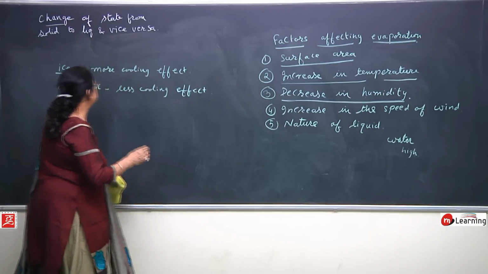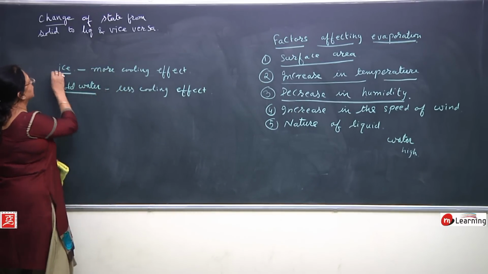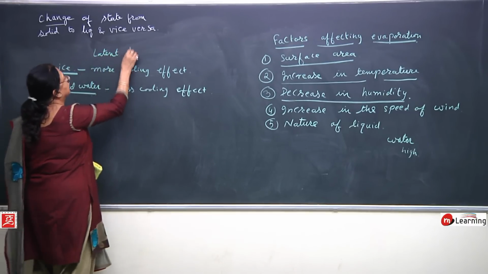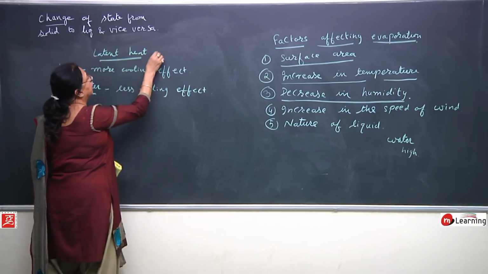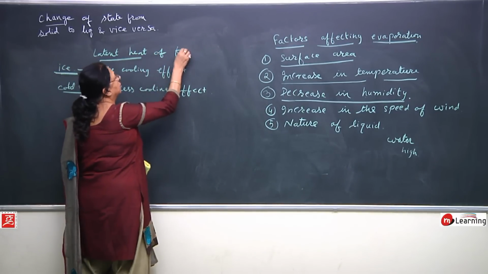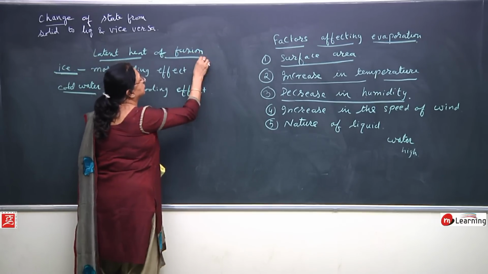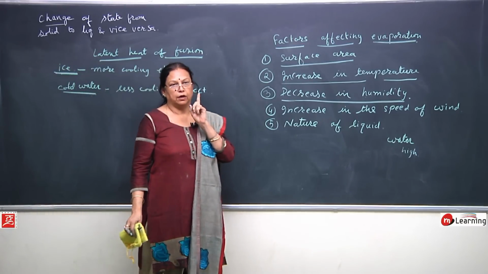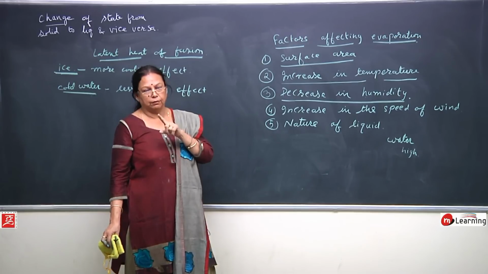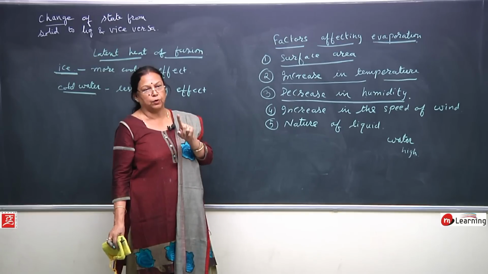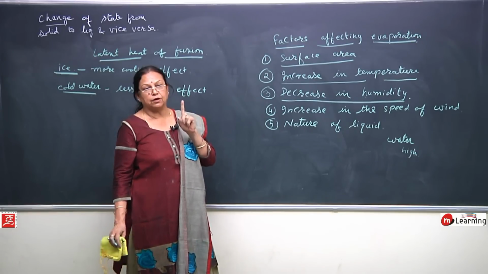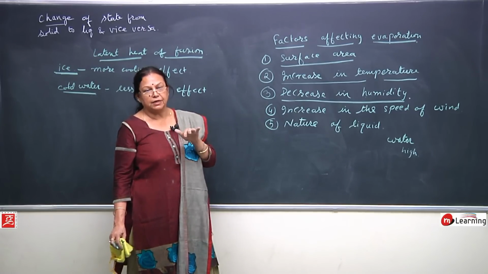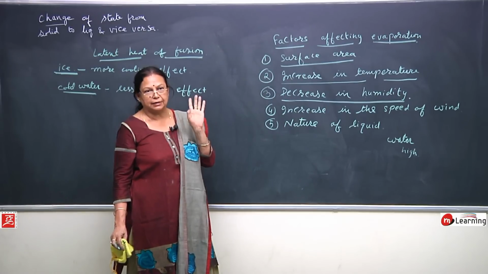Why? Because ice has latent heat of fusion. Latent heat of fusion means we have seen that when we change ice, a solid, into liquid, that is ice into water, there is a kind of heat called latent heat, that is hidden heat, and that is utilized for changing the state, but there is no change in the kinetic energy.